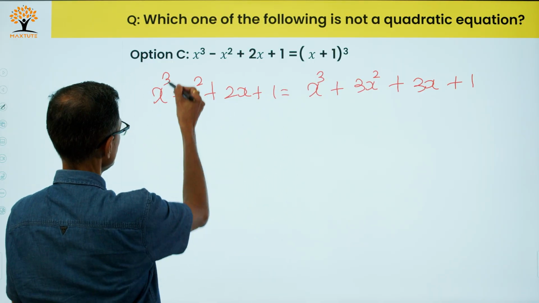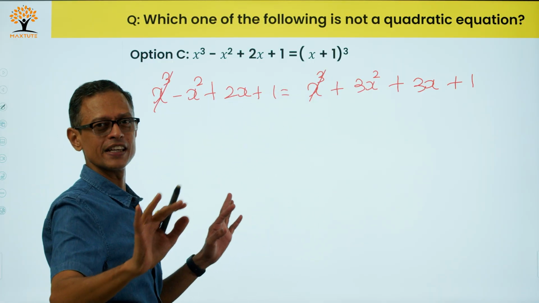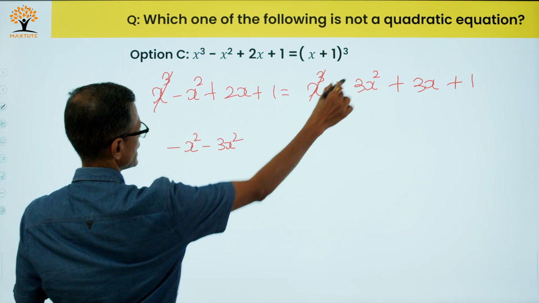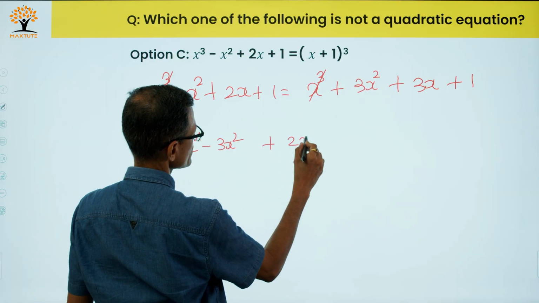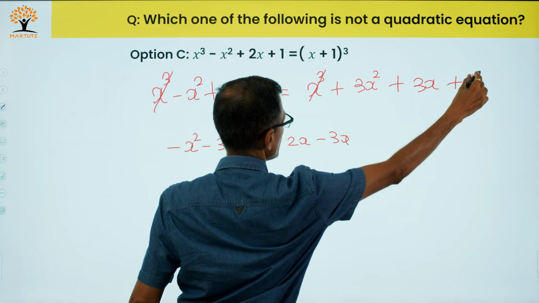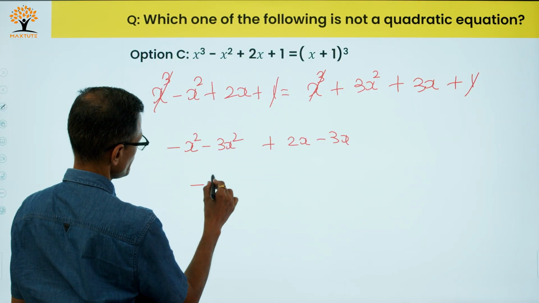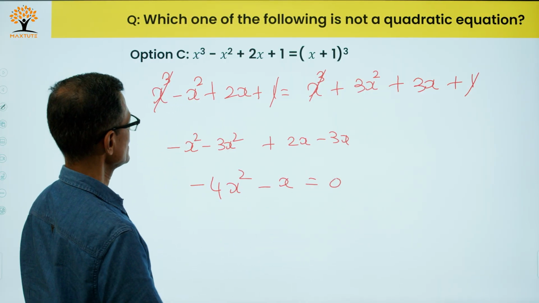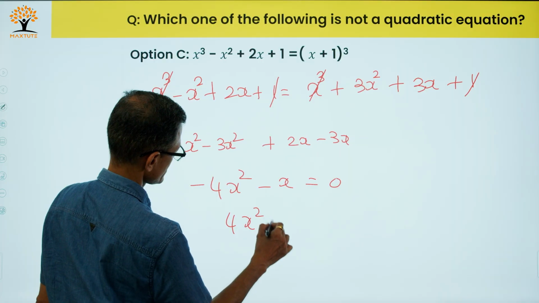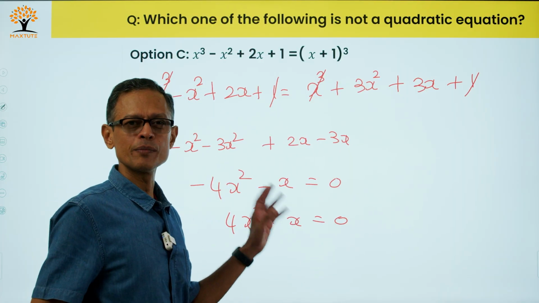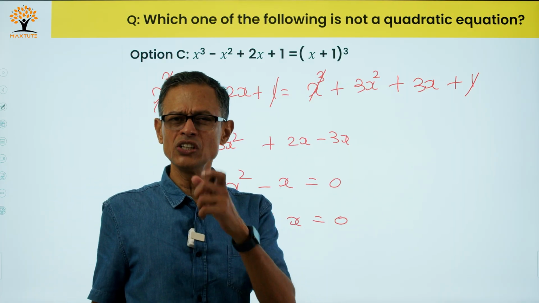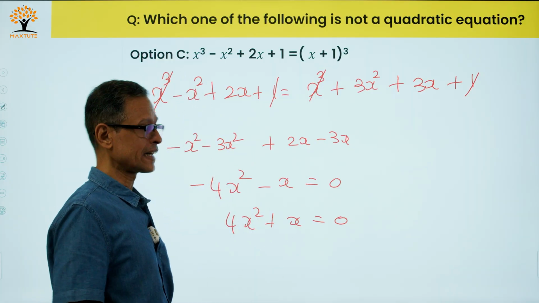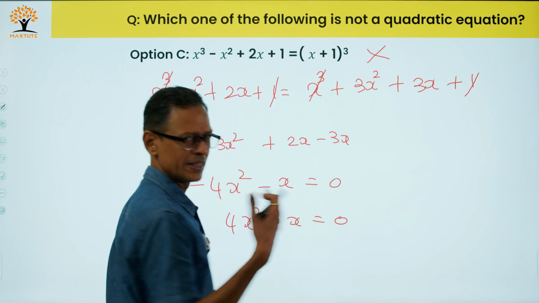Take all terms to one side, x cube gets cancelled with x cube, cubic equation no longer. Minus x square minus 3x square when it comes to the left hand side, plus 2x minus 3x, 1 and 1 also get cancelled. So what do we have here? Minus 4x square minus x is equal to 0 is what we have. So this is 4x square plus x is equal to 0. Is it of the form ax square plus bx plus c equals 0? Not really. c is equal to 0, but we said that's perfectly valid. So this is also a quadratic equation, so not our answer. So D should be the answer.